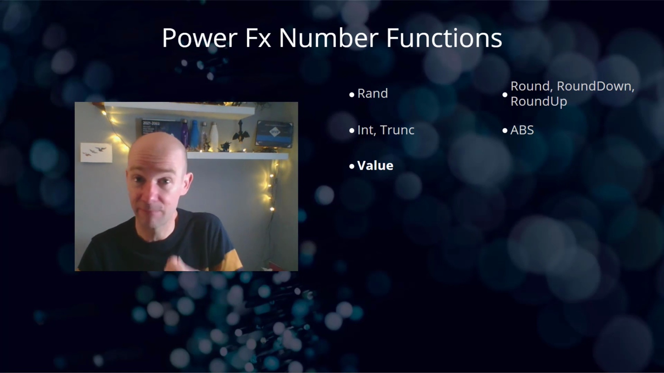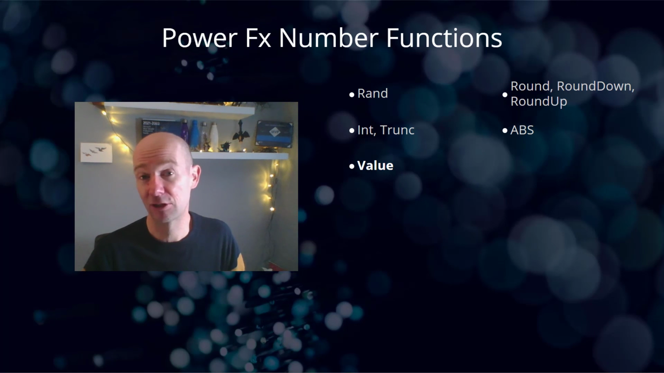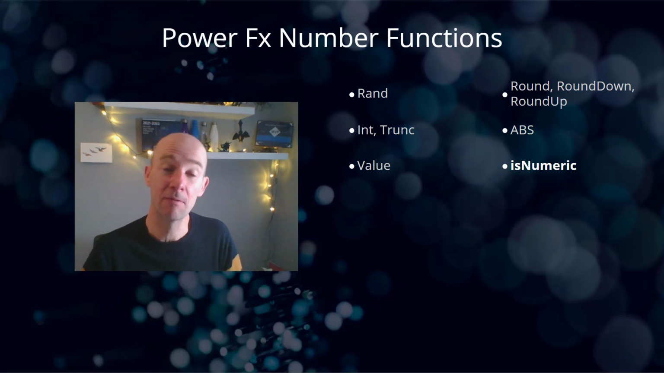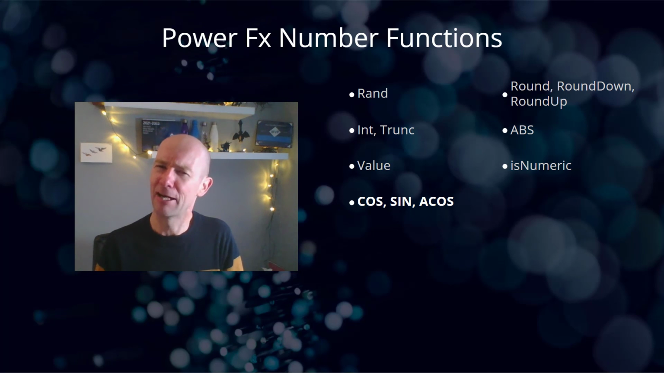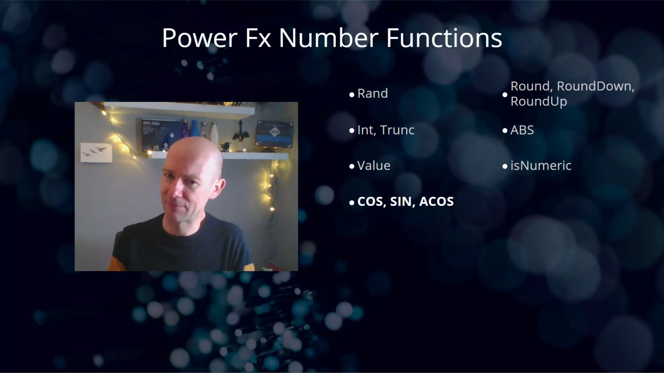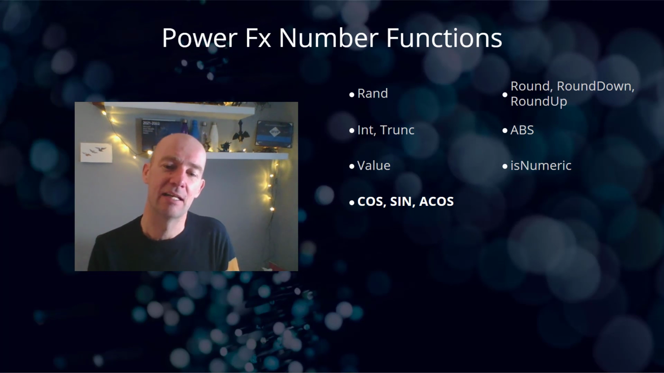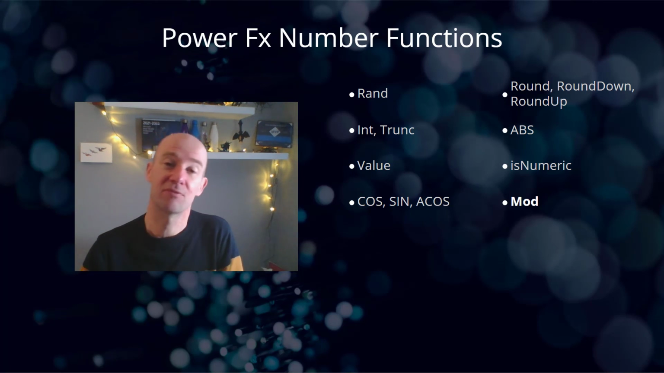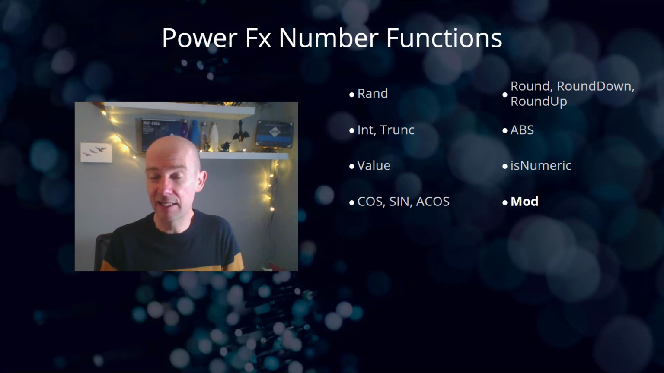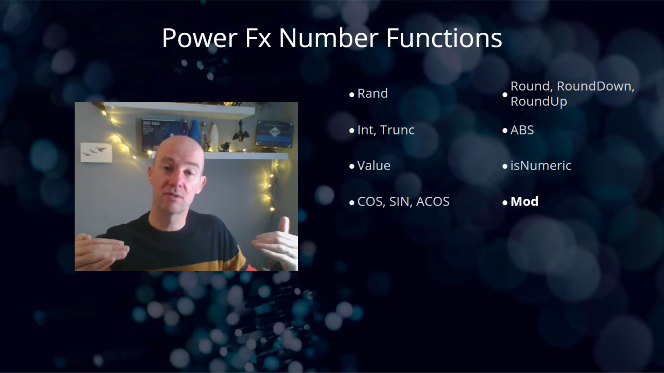We were using value a lot of the way through this to convert text into value. IsNumeric is just a true false to say whether or not something is a number or not. And then we used the cos function, which I did spend a little bit of time on, I'm afraid. I apologize for that, but it can be really good fun to use. And we also used the mod function. We used it mainly to show that we can have different colored rows in a gallery, which is quite a nice effect.